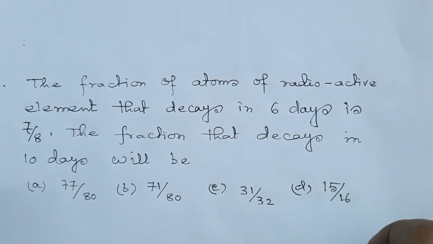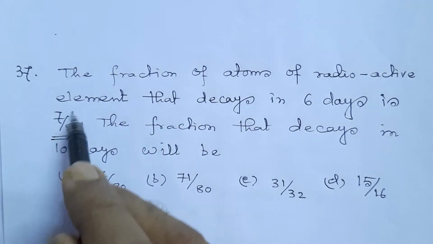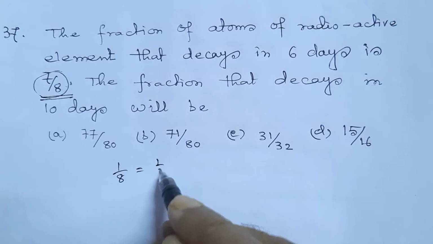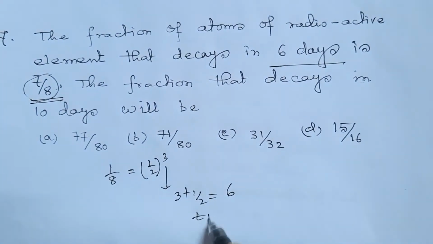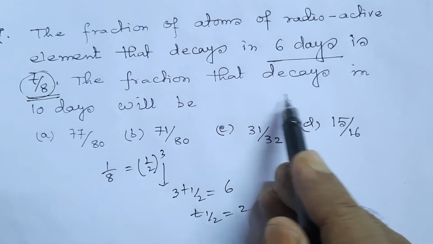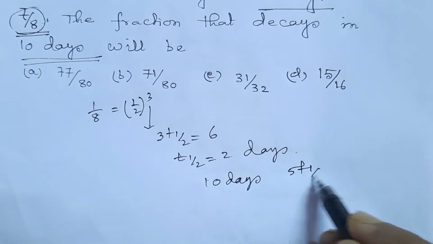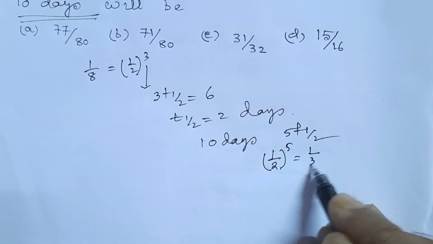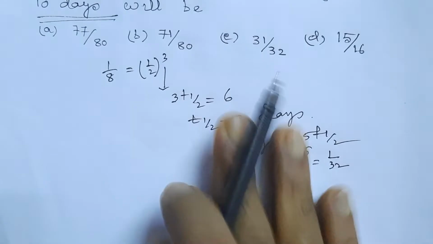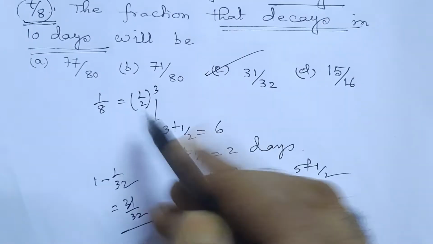Now let us see question number 37. The fraction of atoms of a radioactive element that decays in 6 days is 7/8. The decayed portion is 7/8, so the undecayed portion is 1/8, that is half to the power 3. So there are 3 half-lives, 3 into T half, and that is the time 6 days. So T half is 2 days only. For 10 days, we have 5 half-lives, 5 into T half. So the non-disintegrated fraction is half to the power 5, that is 1 by 32. But the fraction that decays is 1 minus 1 by 32, that is 31 by 32. That is our correct choice. So C is the correct answer to question number 37.